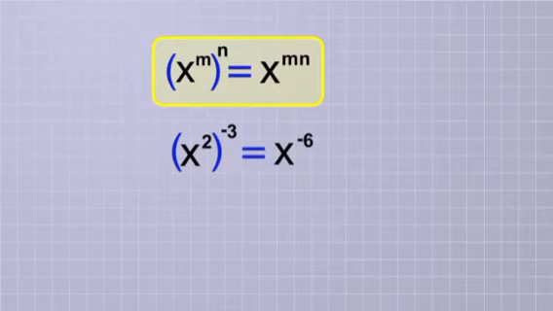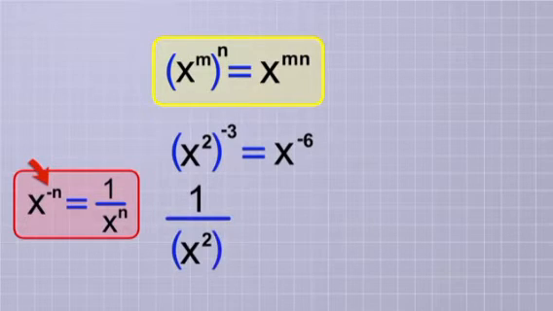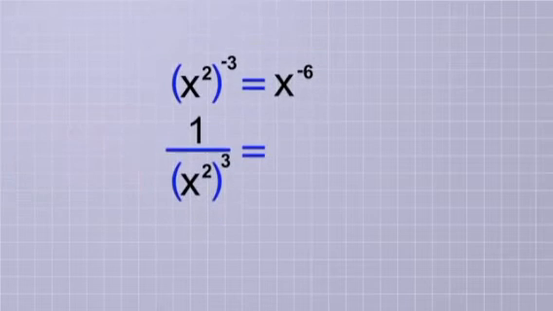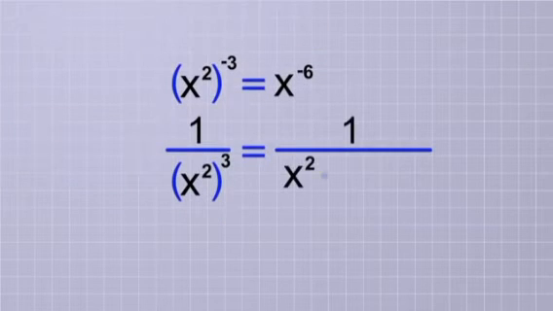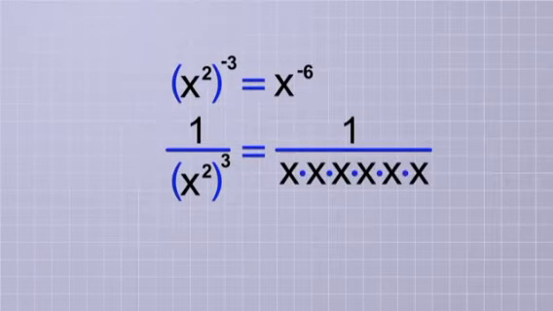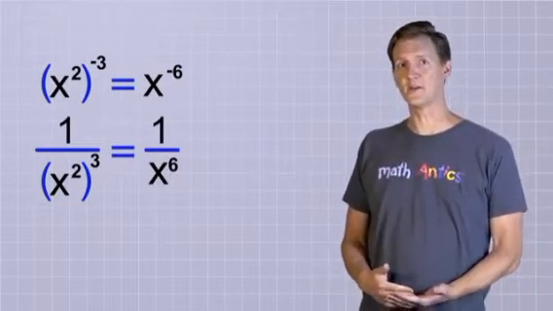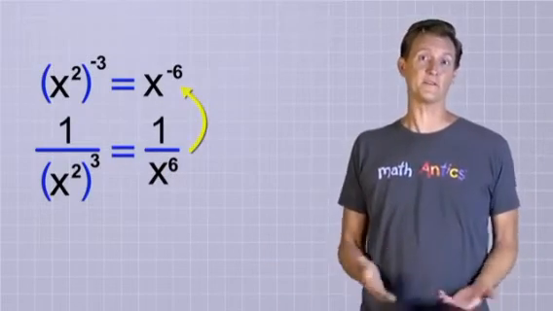To see if that's true, we'll need to use the law we just learned about negative exponents and rewrite this as 1 over x squared to the positive third power. That simplifies to 1 over x squared times x squared times x squared, which in turn simplifies to 1 over 6 x's being multiplied together. And that all checks out, because 1 over x to the 6th would be the same as x to the negative 6th power.